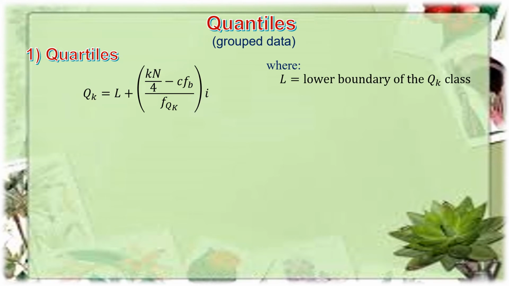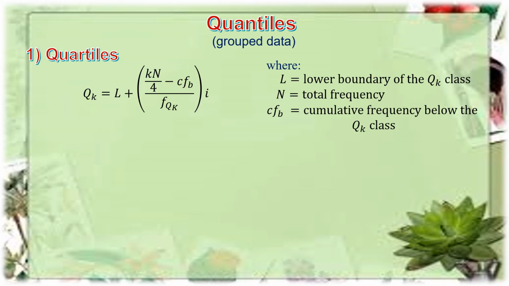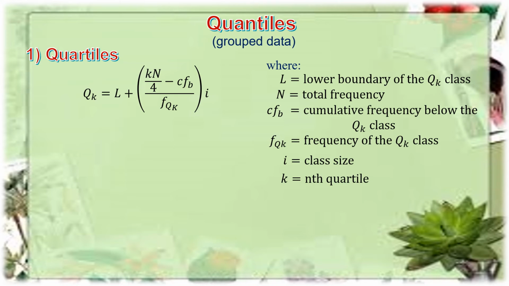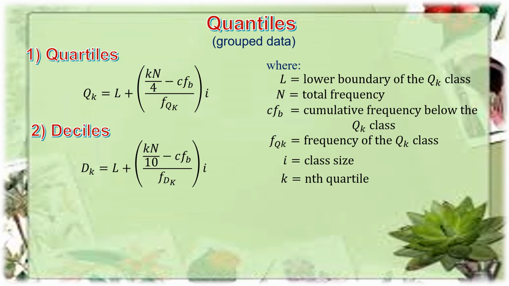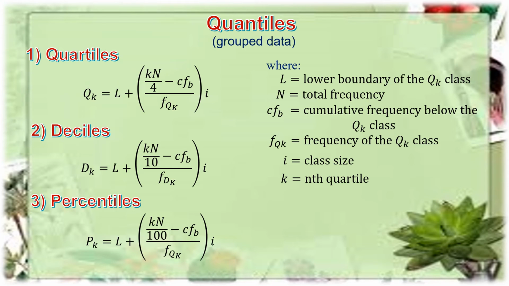Now let us solve the grouped data. This is the formula for the quartiles, where L is the lower boundary of your quartile class, N is the total frequency, CFB is the cumulative frequency below of your quartile class, F sub Qk is the frequency of your quartile class, i is the class size, and k is the nth quartile. For deciles, this is the formula, and for percentiles, this is the formula.